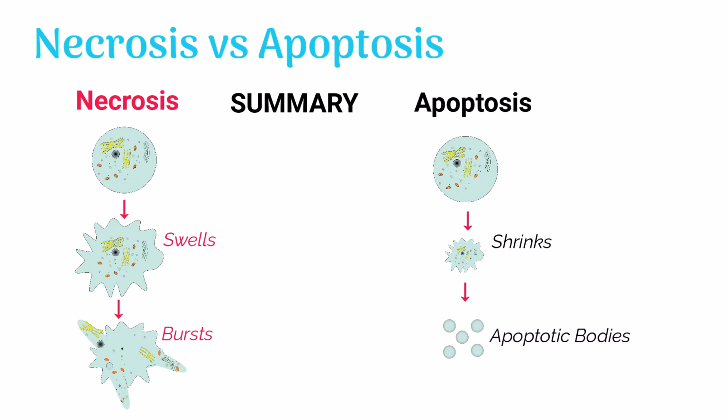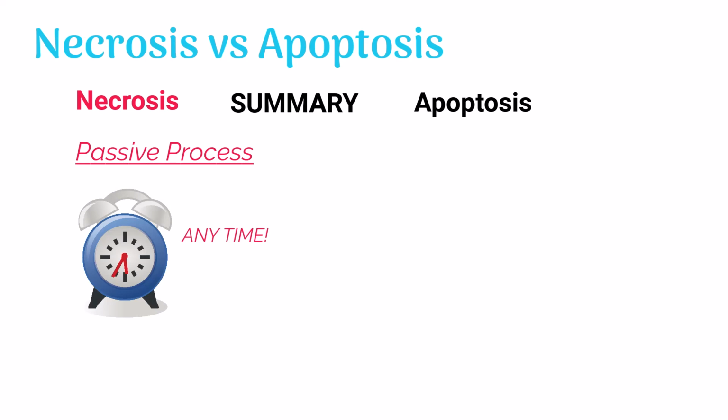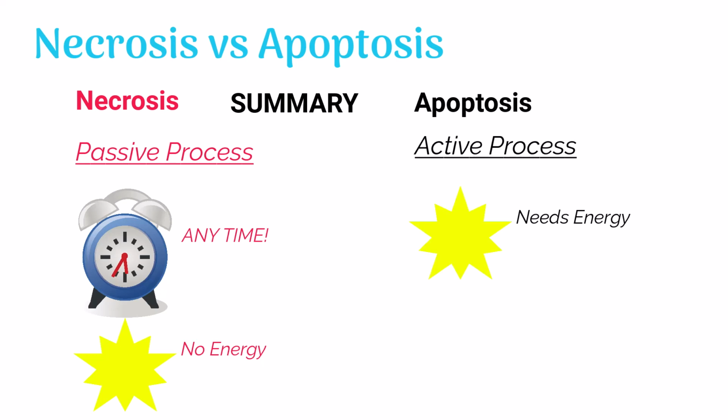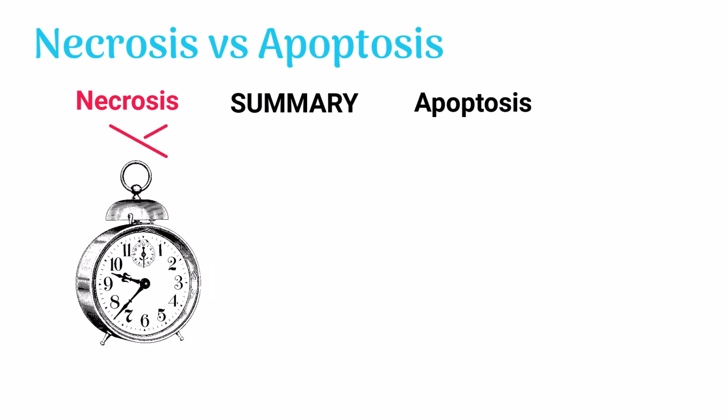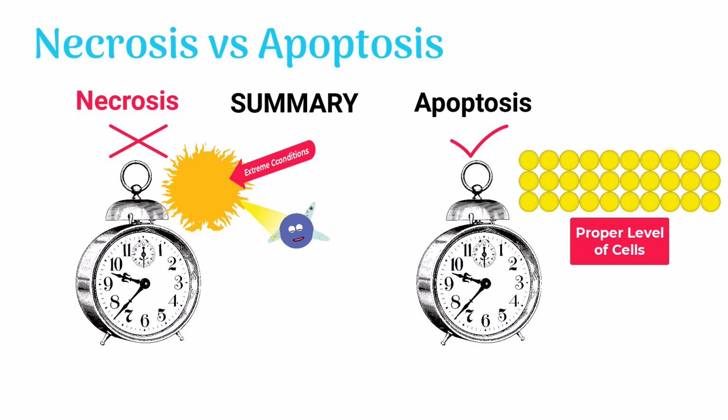In summary, in necrosis, the cell swells and bursts, while in apoptosis, the cell shrinks and forms apoptotic bodies. Necrosis is a passive process. It can occur at any time. It does not require energy, while apoptosis is an active process and needs energy and enzymes to occur. Necrosis is untimely death of a cell because of extreme conditions, while apoptosis is the timely death of a cell to maintain a proper level of cells in our body.